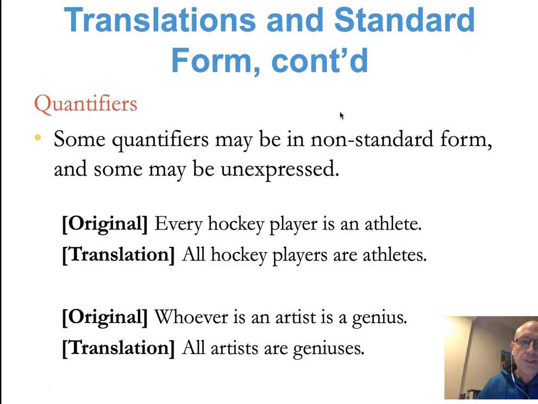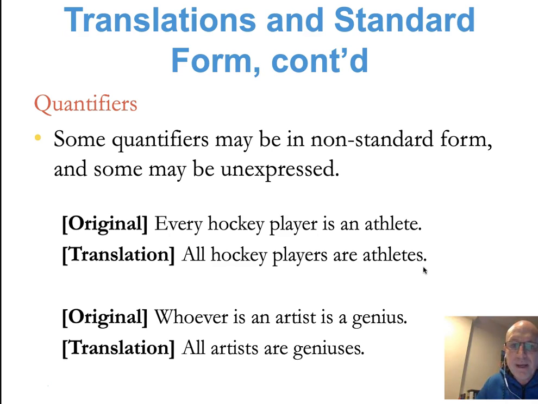We also then want to look at our quantifiers. Some quantifiers may be in a non-standard form and some may be unexpressed. Every hockey player is an athlete, and so to translate that into standard form, again, we want the A statement, the universal affirmative. We would translate it as all hockey players are athletes. All hockey players, or anyone who is a hockey player, is part of the class of athletes. And so we can give the universal affirmative in this case, all hockey players are athletes.